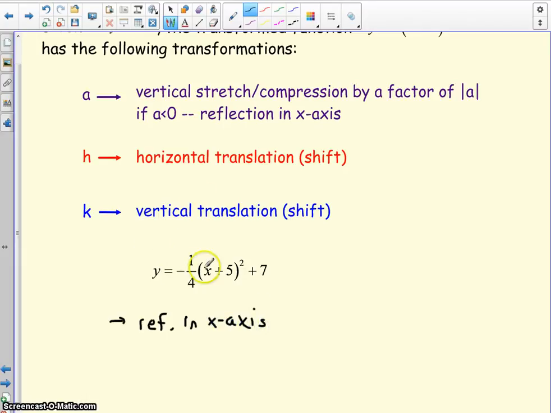Okay, because our new graph was wider than the original y equals x squared, and we saw here that our a value is negative 1/4, but if you ignore the negative, we just have a 1/4 here. So that's between 0 and 1. We call that a vertical compression. Okay, and we're going to say it's a vertical compression of factor 1/4.